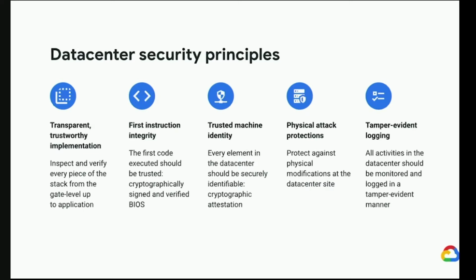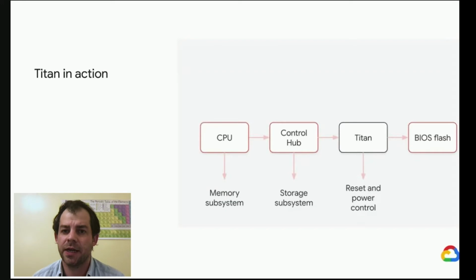So it provides a trusted machine identity, so it provides a core part of the machine authentication to the rest of the data centers, to our network. It provides some level of physical attack protection, as well as provides some set of services, things like tamper-evident logging. What it looks like in action is the Titan silicon and the firmware and the rest of the infrastructure. It sits between the control hub and a server. This would typically be a BMC. There are other integrations possible, and the system boot flash.